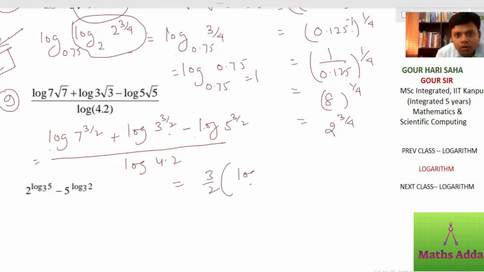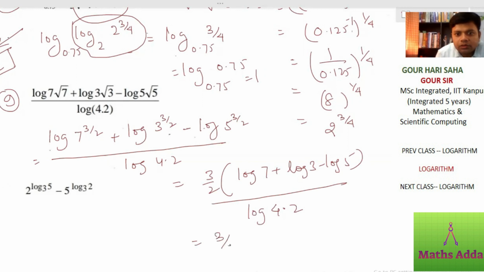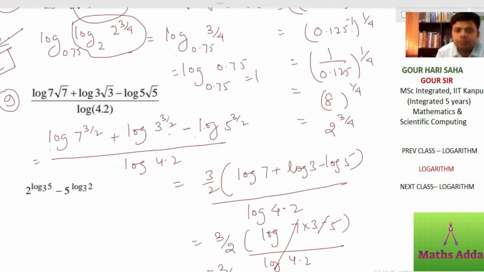It will become log 7 plus log 3 minus log 5 divided by log of 4.2. So this is 3 by 2. This is 4.2 exactly. Log of 7 into 3 divided by 5 by log of 4.2. This is 4.2. This will cancel out. This is 3 by 2. So it's simplified to 3 by 2. Correct? Now doing 10th one.